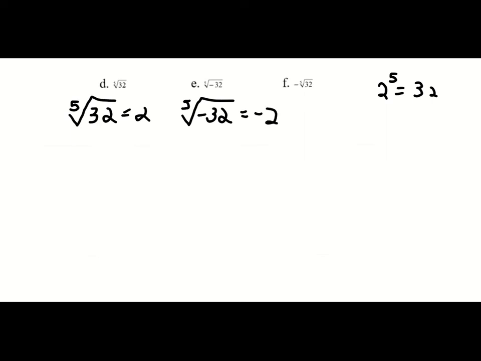And then F, the last one, is the opposite of the 5th root of 32. And again, the 5th root of 32 is equal to 2, but then they want the opposite of that, so my final answer would be negative 2.